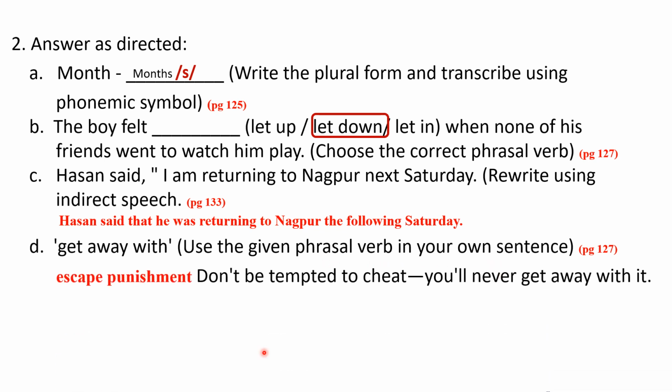The meaning is escape punishment. Do something wrong and you escape. That is called as get away with. Don't be tempted to cheat. You will never get away with it. This is the phrasal verb in your own sentence, or you can use any other sentence as such.